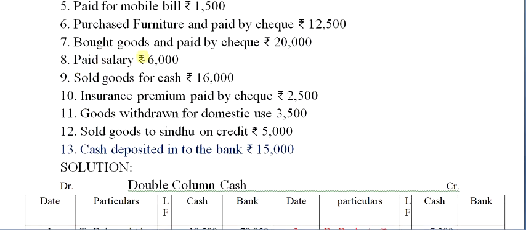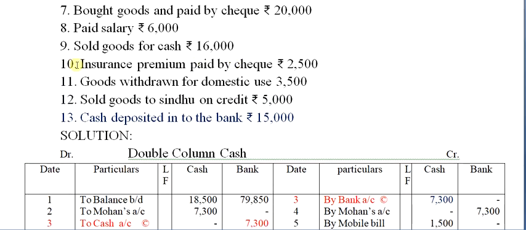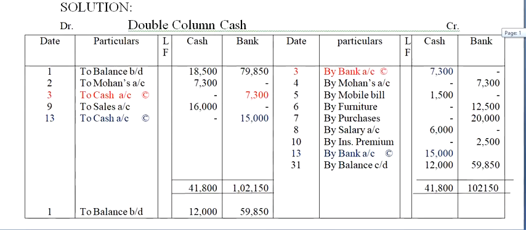Again, eighth point: paid salary rupees 6,000. Paid salary means our cash balance reduces, so it should be recorded under the credit side. Eighth point, by salary account, the cash balance reduces by 6,000, my dear students. Next, ninth point: sold goods for cash rupees 16,000. By selling the goods we are receiving cash, so our cash balance increases. So ninth, to sales account, cash balance increases by 16,000, my dear students.